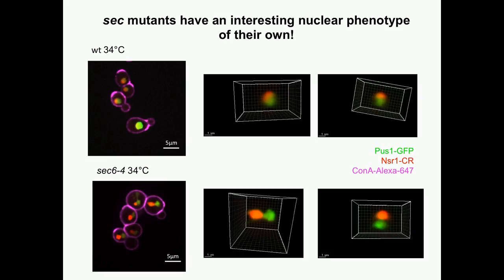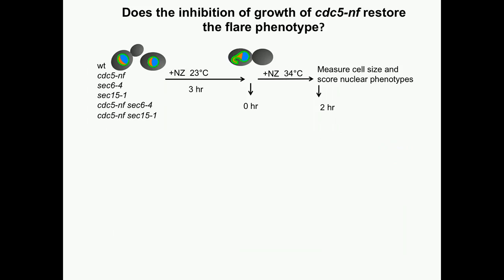But the experiment we were originally trying to do is to work out what's going on with the Cdc5 no-flare nuclei. And this altered nuclear shape obviously makes life a little difficult in terms of interpretation of those results, but we went ahead and looked at the results to see if we can learn something from them anyway. And so this is the same experiment I showed you before, when we look at cell size and nuclear morphology before and after a 2-hour shift to 34 degrees.